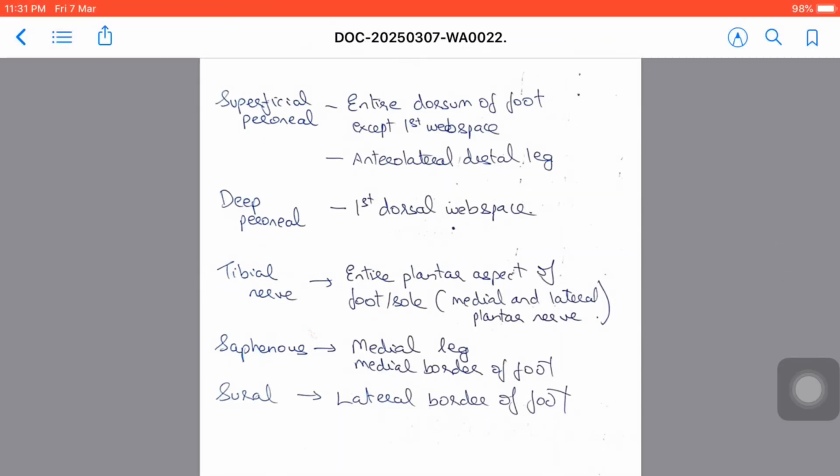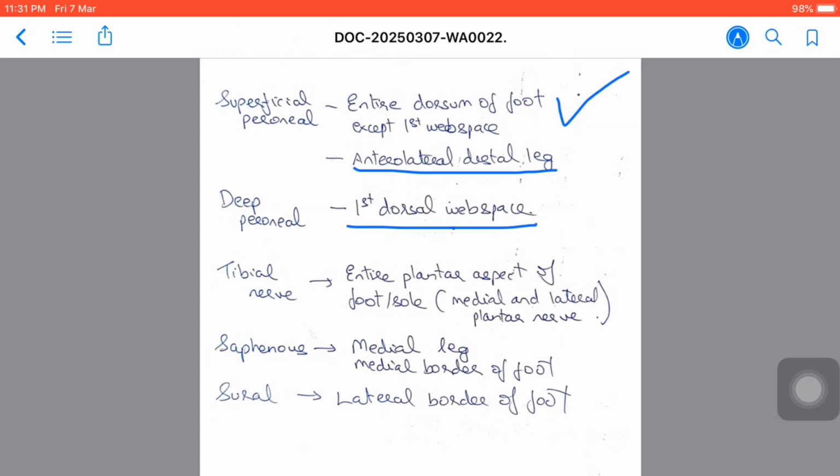Superficial peroneal nerve supplies the entire dorsum of foot except the first web space and anterolateral distal leg. Right? As we discussed, superficial peroneal nerve supplies the lateral compartment. So it supplies the anterolateral distal leg, at the same time the entire dorsum of foot except the first web space. Deep peroneal nerve supplies the first dorsal web space.